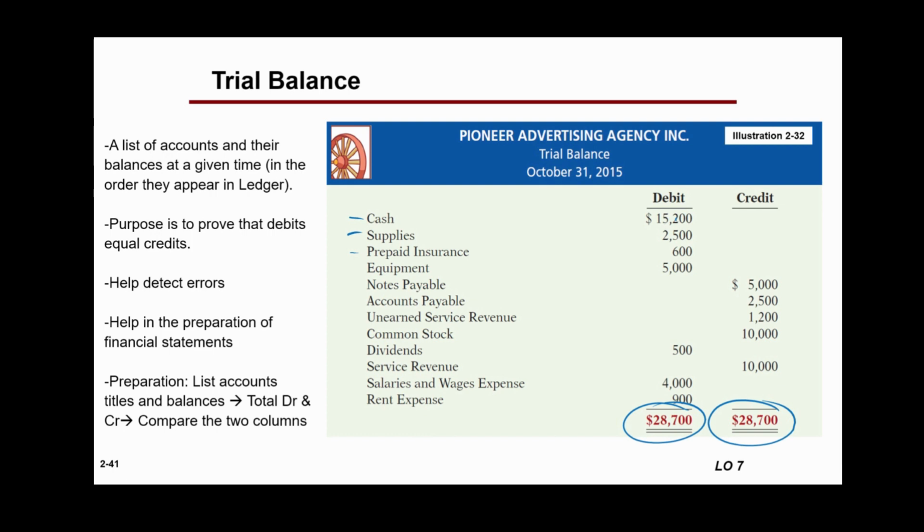For example, let's say that here, instead of having this supplies here as supplies, you debited that amount to equipment. What would happen? Supplies would be removed. Equipment would be 7,500. Right? At this point, total debits and total credits will be equal. But is it correct? No, it's not. So this is why it's important to verify that information.